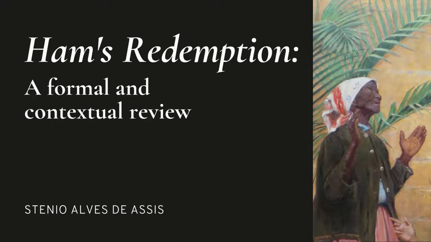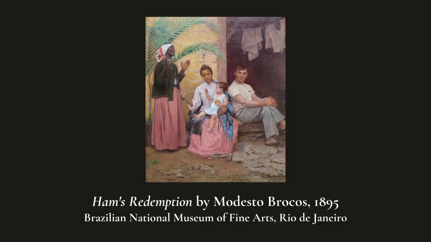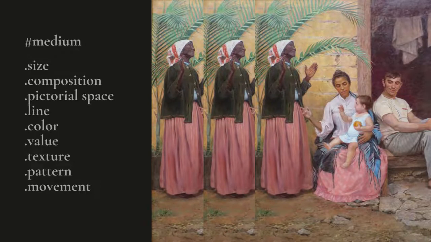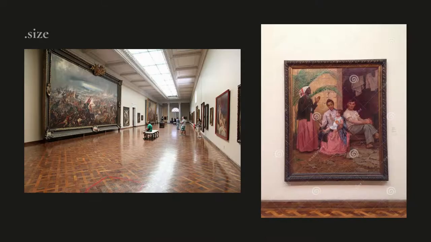Ham's Redemption, a Formal and Contextual Review. Ham's Redemption was painted by Modesto Brocos in 1895. It is in the Brazilian National Museum of Fine Arts, Rio de Janeiro. We're going to talk about medium and context.